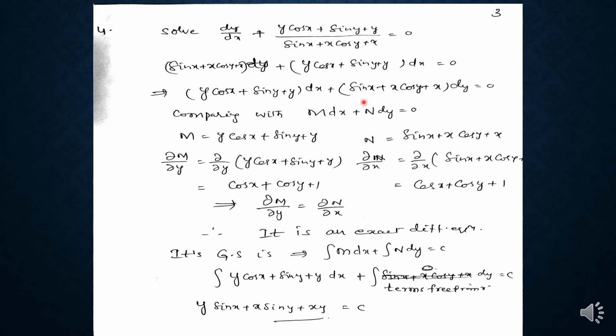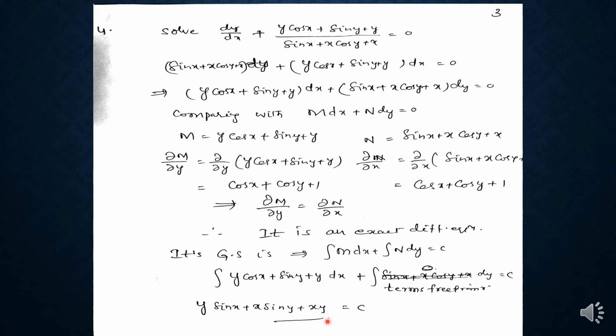So we should take the terms free from x. There is no term without x, so there are 0 terms in N. So integral 0 dy is equal to c. So by integrating with respect to x, here y is treated as constant. Integral y cos x dx is y sin x, plus integral sin y dx, sin y is the constant. So sin y into integral dx is x into sin y, plus integral y dx, y is also a constant. y into integral dx is x into y, is equal to c.